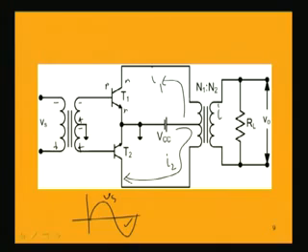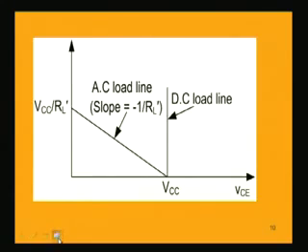Now if we consider the AC load line, we have one point here and the starting point is here. This AC load line will have a slope of -1 by RL dash. This picture is only for one transistor, mind it.